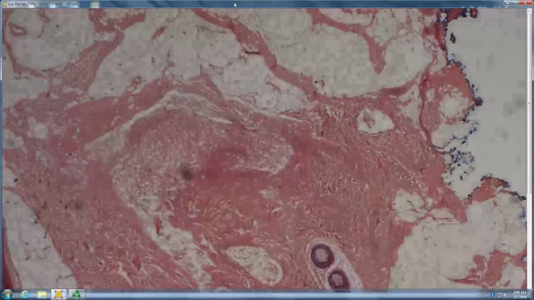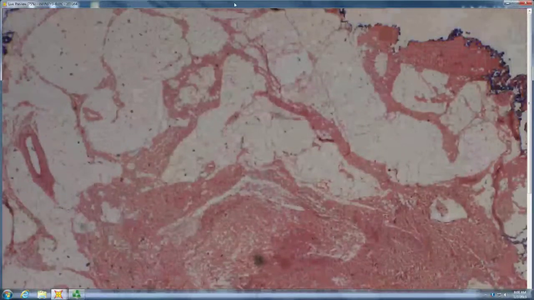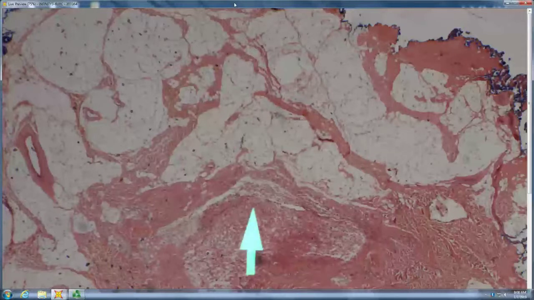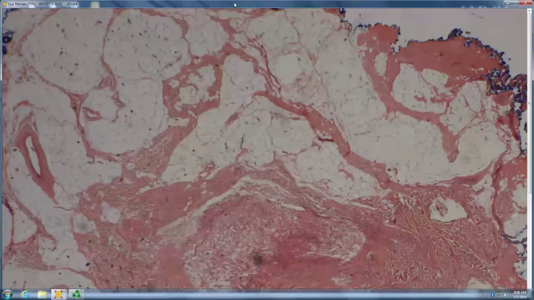Okay, so this is another scalp, another kind of weird, loose, myxoid area, and so it's probably heterotopic glial tissue again.